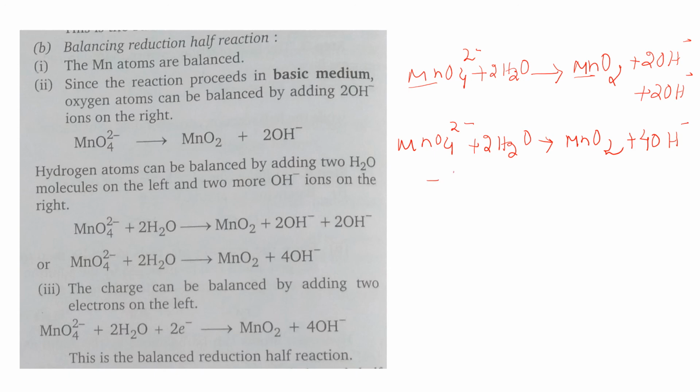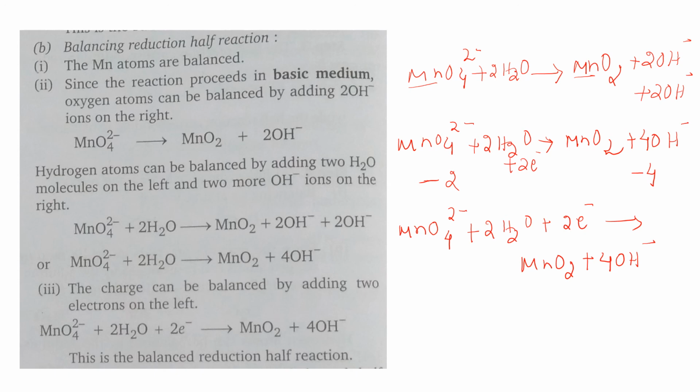Now look for the charge. This is minus 2 charge and here it is minus 4 charge. So that means the left hand side is deficient of 2 electrons. So 2 electrons can be added here to balance the charge. Okay. So what I am getting, my balanced reduction half reaction: MnO4 2 minus plus 2H2O plus 2 electrons giving you MnO2 plus 4OH minus.